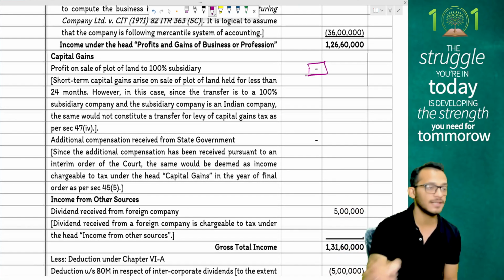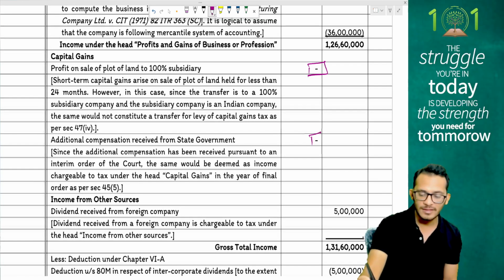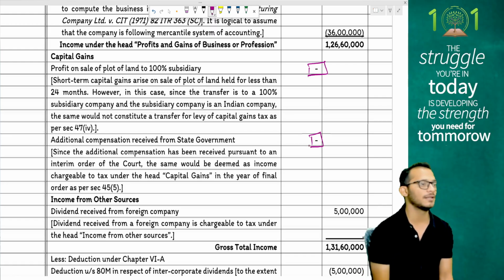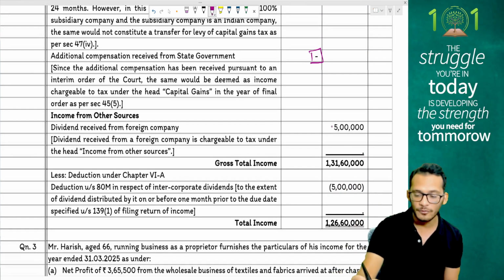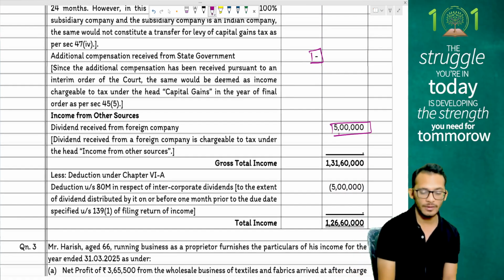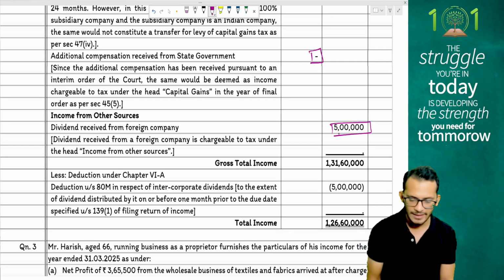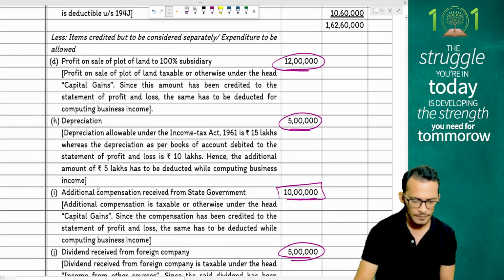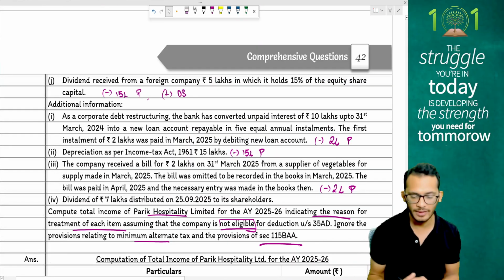Profit on sale of subsidiary has been exempted because it is not regarded as transfer. Like you discussed, interim order has been treated as not taxable in the current year, but taxable when you receive the final order. And dividends have been moved to 5 lakh rupees for IFOS. Yes. Why have they given ATM? It was given somewhere. Okay, I'm sorry, we missed this.